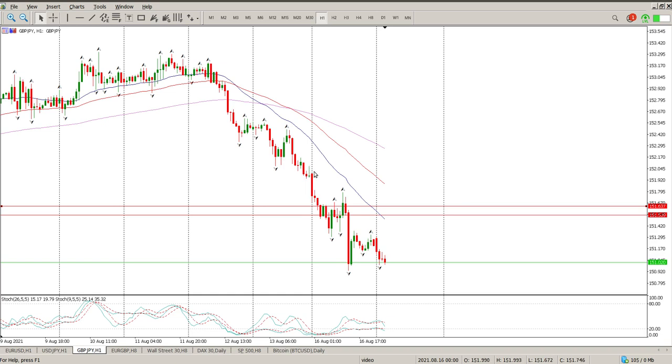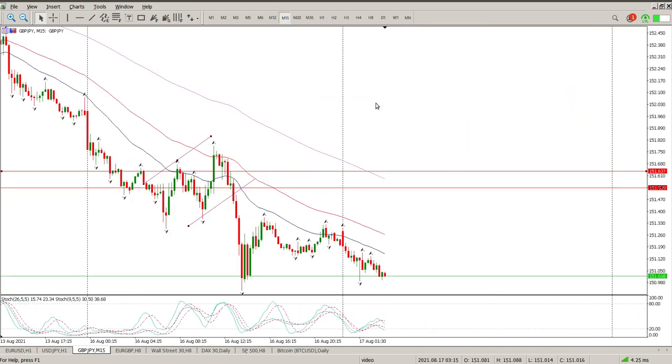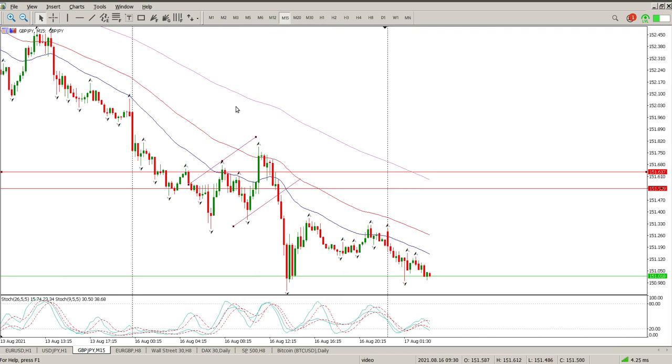You can see we basically started the day off. When we did the video, we were around this area, and then it basically just formed a flag. There's your flag, and you'll probably see that closer on the 15 minutes. 1, 2, 3, 4. So trend is down. Look at the moving averages. Trend is definitely down, and the problem is, if you dumped in here, this would have stopped you out.